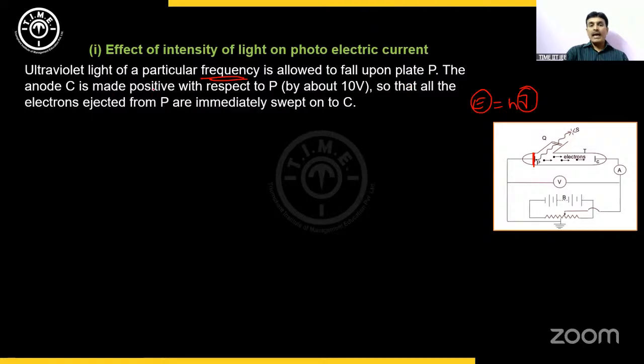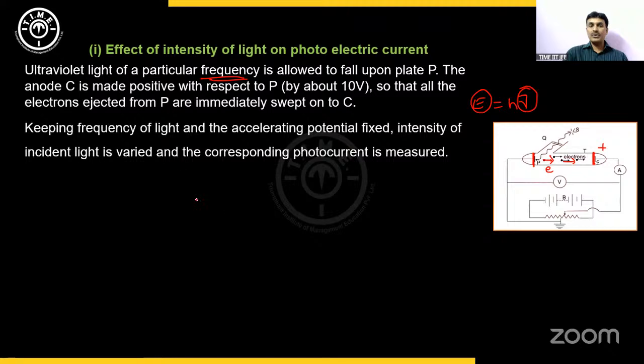Now, the anode is made positive with respect to P. The anode is maintained at a slightly higher potential so that it can collect the ejected electrons. Electron is a negatively charged particle, right? If you make this terminal positive, these negative charges will move towards the positive terminal, the anode. That is how collection of electrons takes place at the anode C, constituting current. Now, what is the effect of intensity? That is what we are going to discuss.